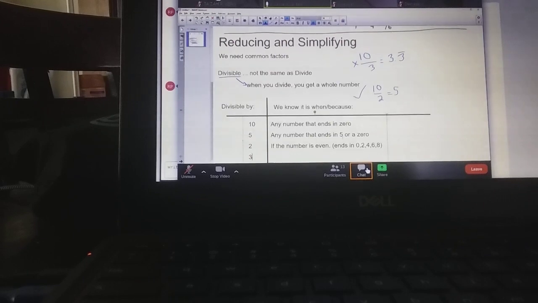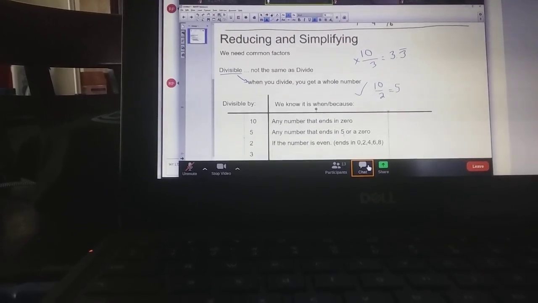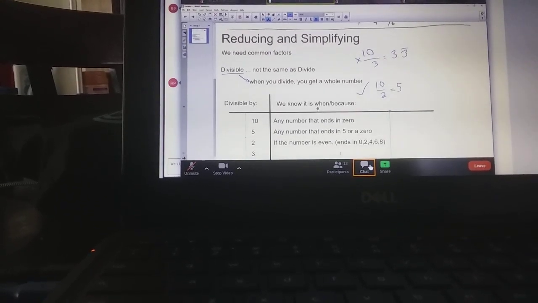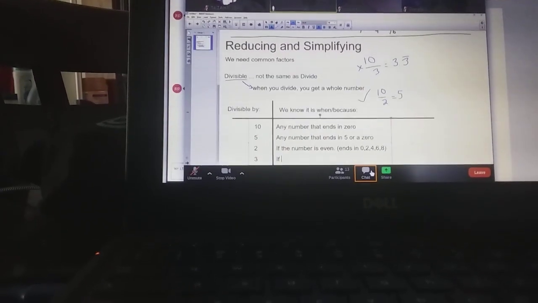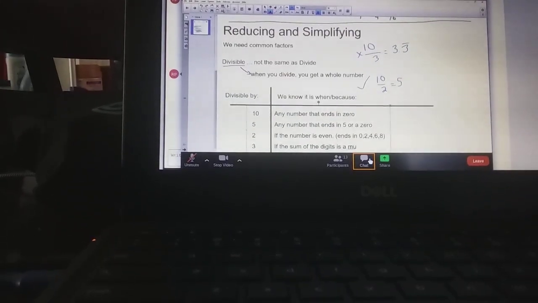Okay? Your last one that you need to know is 3, and this one's not one that most people can just guess off the top of their head. You kind of have to be told or shown. So what you actually have to do is, if the sum of the digits is a multiple of 3. And the way that works is if I have the number 123. Is 123 divisible by 3? I would say 1 plus 2 plus 3, that equals 6. 6 is a multiple of 3, so 123 is divisible by 3.